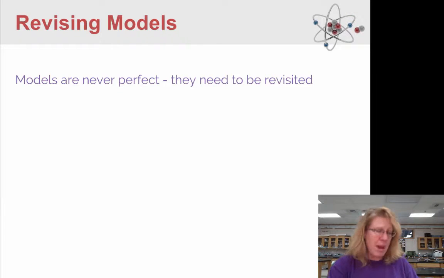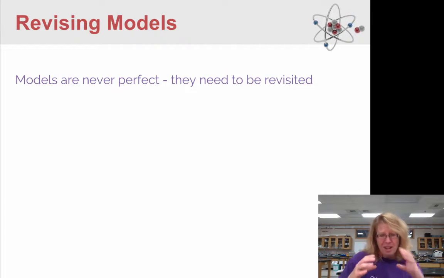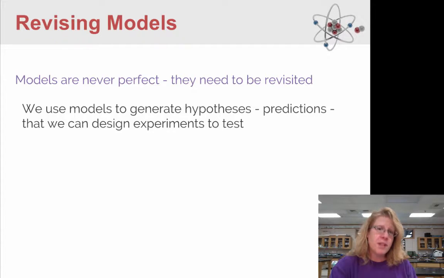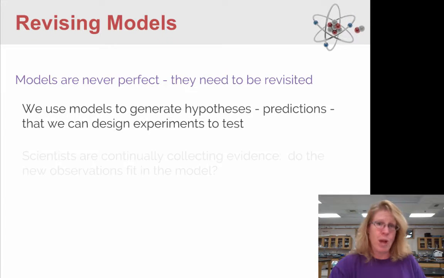So models as we've got them are never perfect. They're the best model for right now. It's a good enough picture. It's like, okay, I get it. But we always know that models need to be revisited and revised as we're collecting new evidence. Models should be able to give us some predictions in terms of how the world is put together. And then we can make experiments to test those predictions. Does the model work or does the model not work?